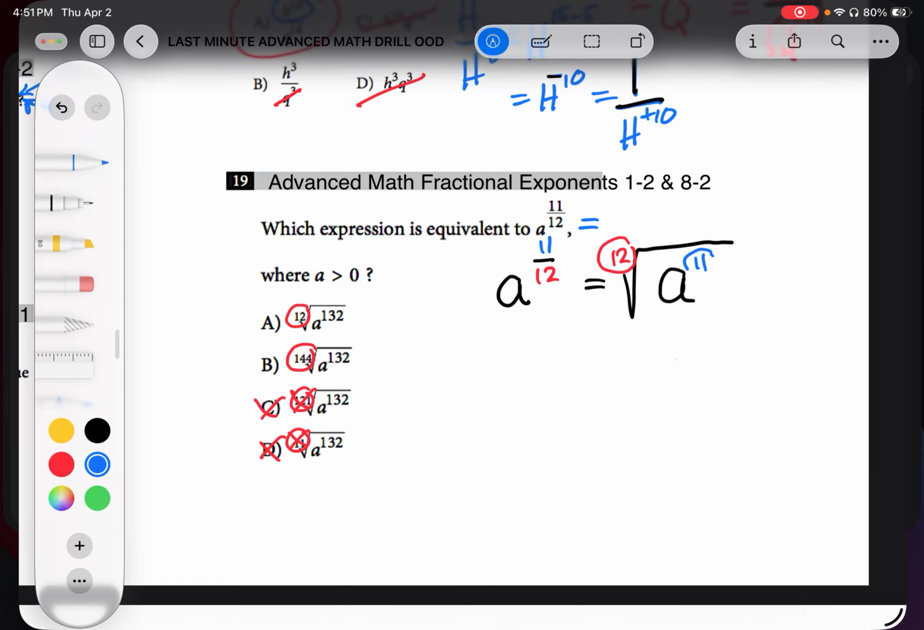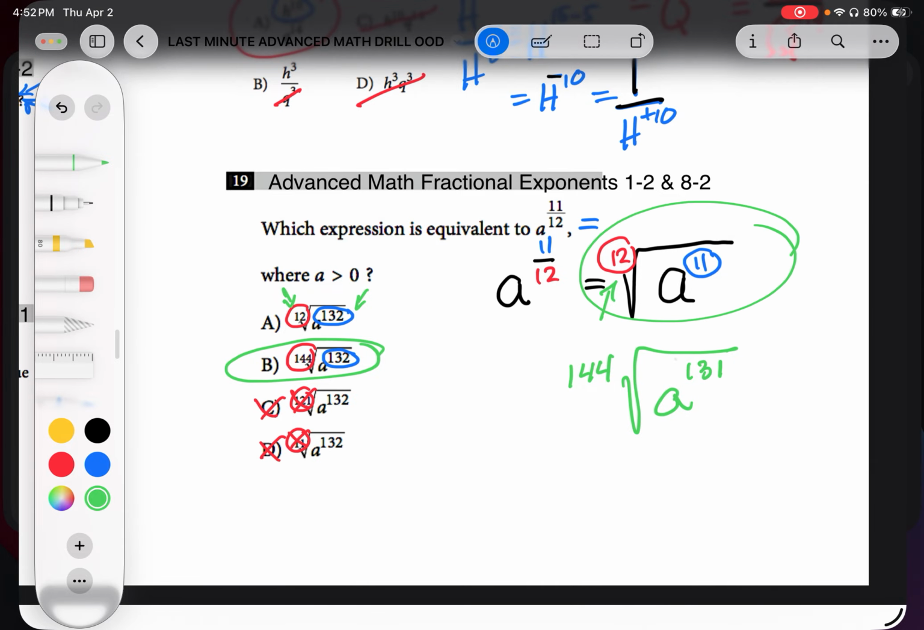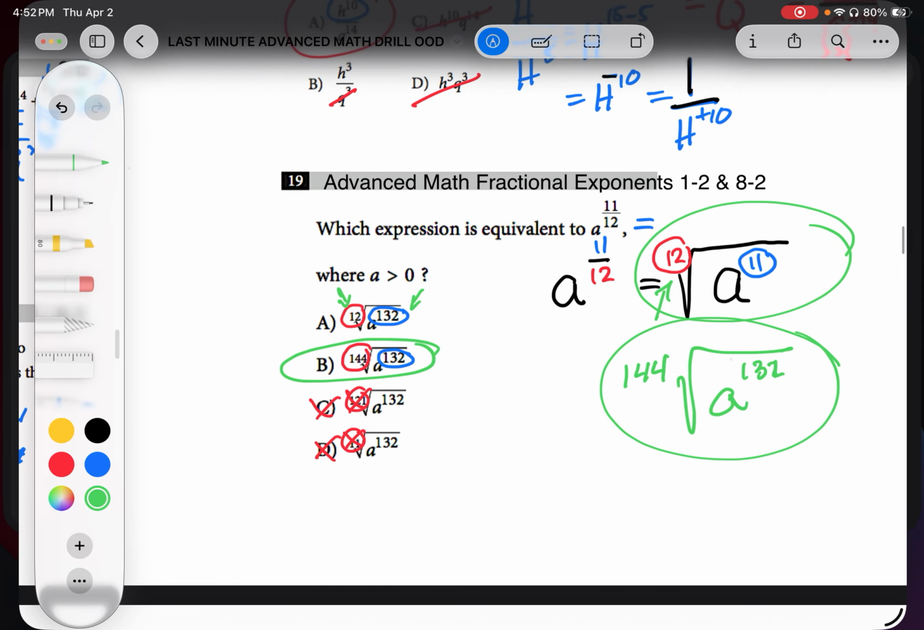Let's take a look at the 11 now. We got 132 here. Isn't 12 times 11 132? Yes. And then 12 times 11 is also 132. But which one is the best answer? It's got to be B. You can't have one part be 12 and one part be multiplied by 12. It's got to be consistent. So if I were to multiply that by 12, I'd get 144. I got my radical, I got my A, and you multiply inside by 132. So this is the reduced value of this right there. Oh, did I put 131? My bad.